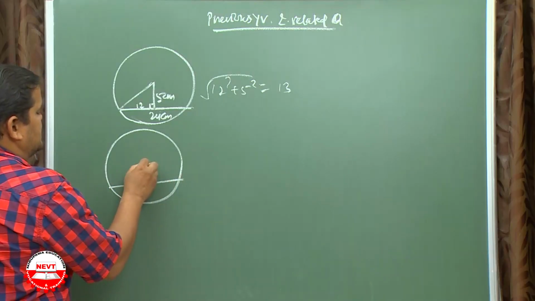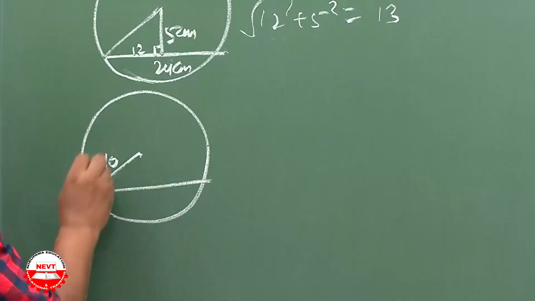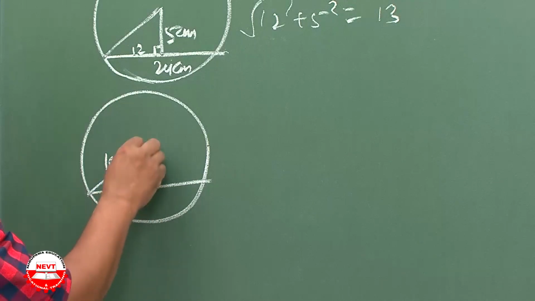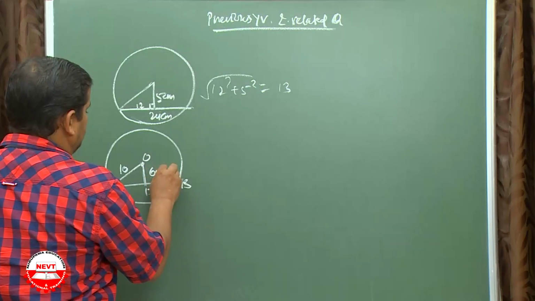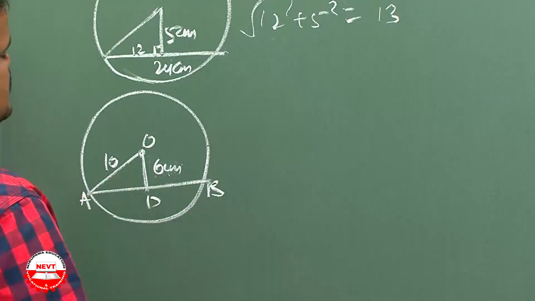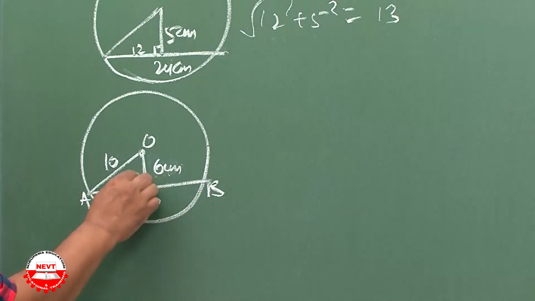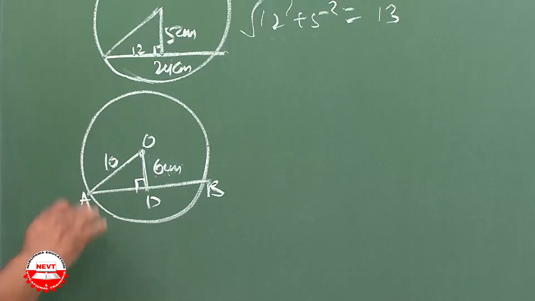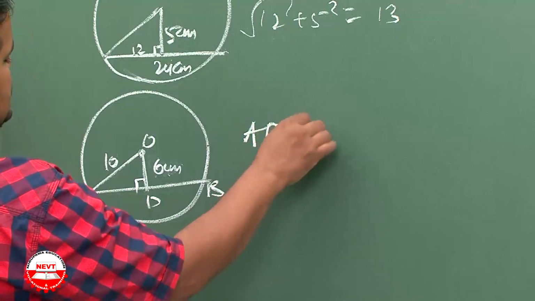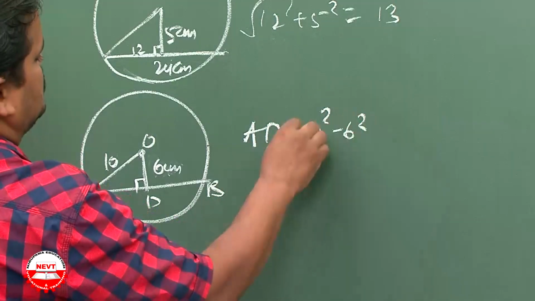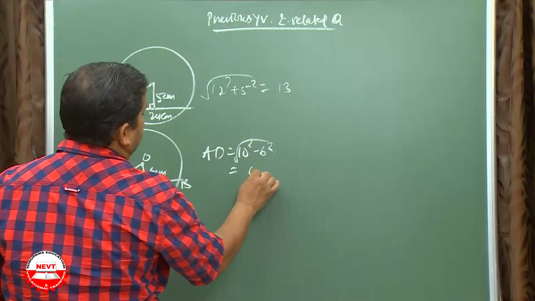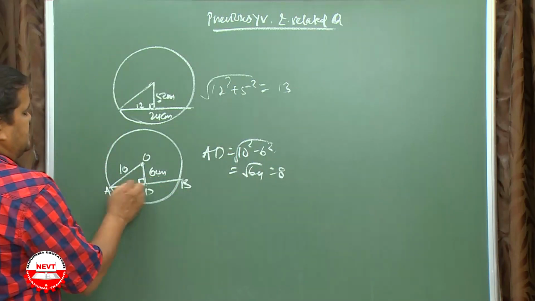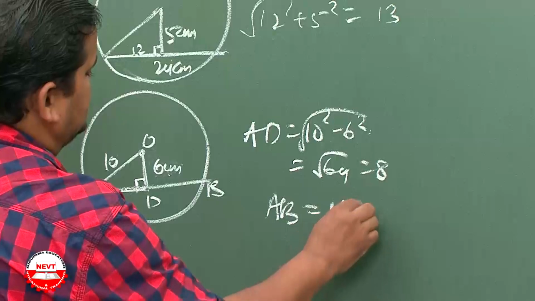In a circle, if the radius is 10 and the distance of the chord from the center is 6 cm, then find the length of the chord. It is also very easy. As this is 90 degrees, use the Pythagoras theorem. So AD is how much? 10 squared minus 6 squared, 100 minus 36, 64, square root is 8. As AD is 8, the chord AB is 16 cm.